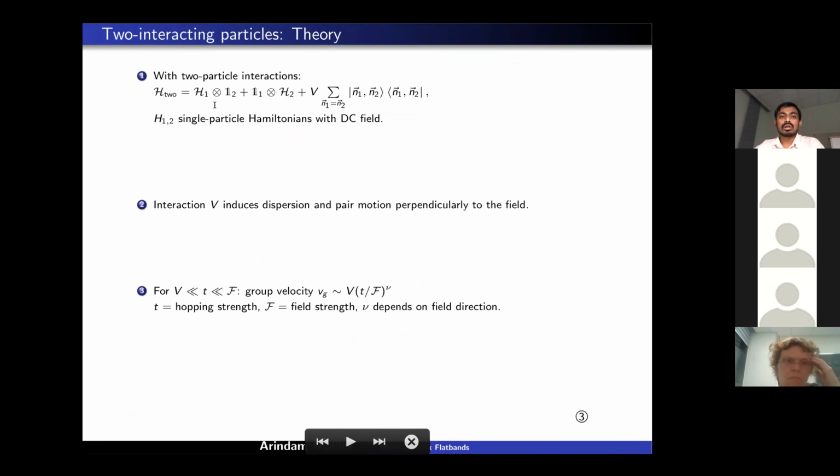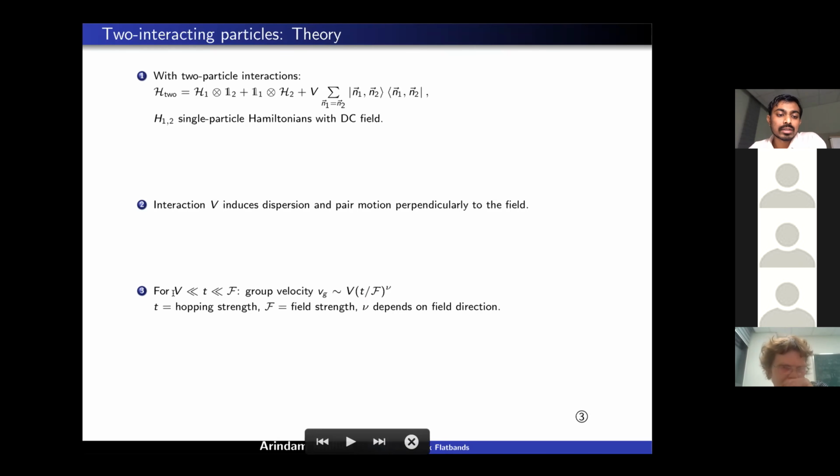Then I will turn on two particles in such a system, and I will introduce a contact interaction between these two particles, where H1 and H2 are the single-particle tight binding Hamiltonians in the presence of the DC field. Of course, this is the second case, which produces exactly flat bands. This interaction will induce some kind of dispersion in the flat band, and it will allow only pair motion perpendicular to the field. All other kinds of motions are still suppressed.